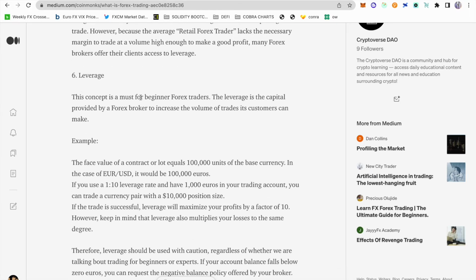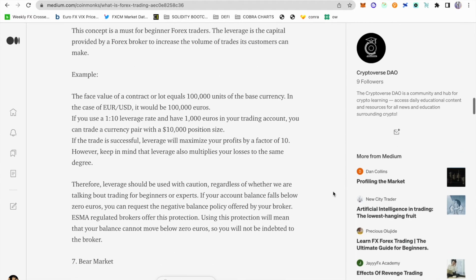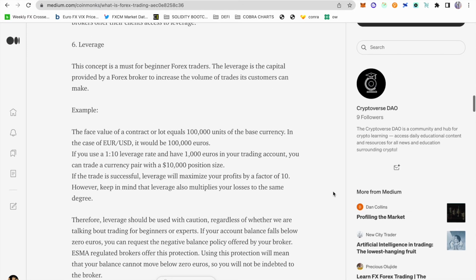So this concept is a must for beginner forex traders. Leverage is capital provided by a forex broker to increase the volume of trade its customers can make. So this is really important. I need to read this out so we can understand this. Then I'll give an example of leverage. The face value of a contract or lot equals 100,000 units of the base currency. In the case of Euro USD, it would be 100,000 euros.